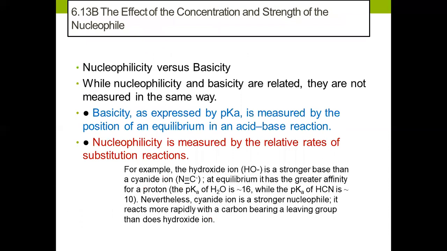Okay, so basicity is expressed by pKa. It's measured by the position of the equilibrium. This is by the definition of the Arrhenius acid-base reaction. But in the Lewis definition of basicity, always remember that the Lewis base is always the substance that donates its electron pair. So whatever factors would enhance its availability of electrons, that substance will be more basic.